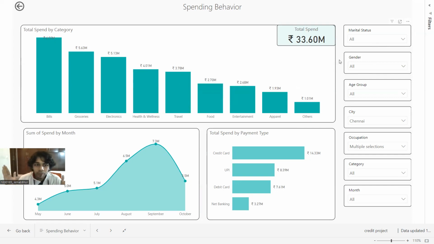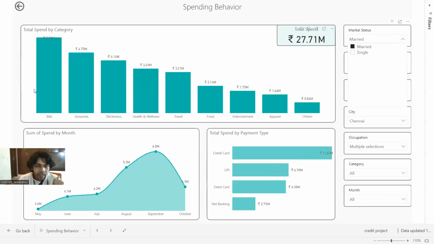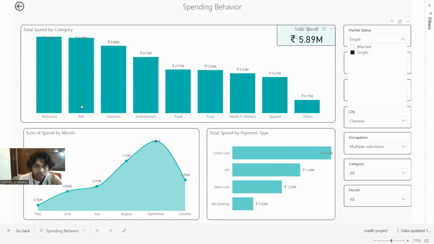But one thing you should have noticed on the first page was that the data is somewhat skewed. There are many more married people than single people, and many more male people than female people. So if we want to analyze the trend of these groups differently, we will have a different analysis. If I'm just talking about married people, the trend will remain the same: bills, groceries, electronics will be the top three. In case of single people, this will change. It's electronics, bills, and groceries.